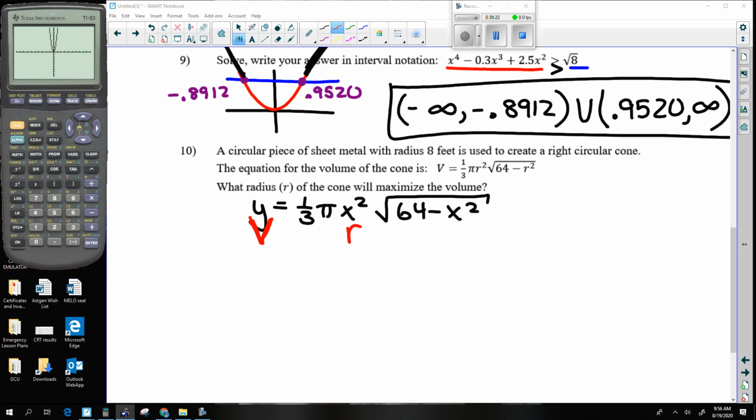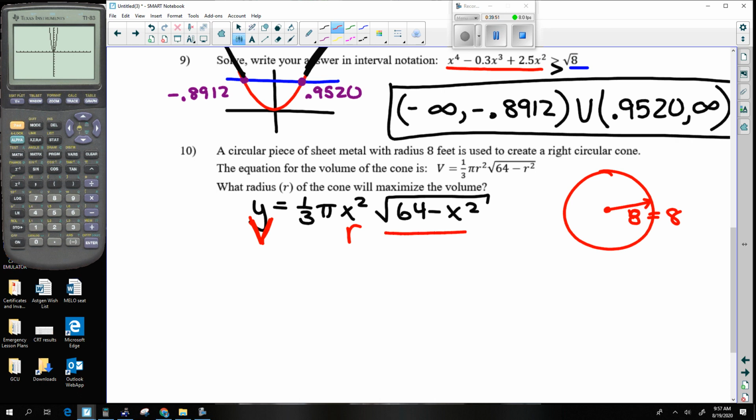All right, now ask yourself some logical questions. If I'm making this out of an original piece with a radius of 8, what is the biggest radius of my cone? What is the maximum? That would also be 8. The radius of my cone is maxing out at 8, so anything beyond 8 is just phooey.